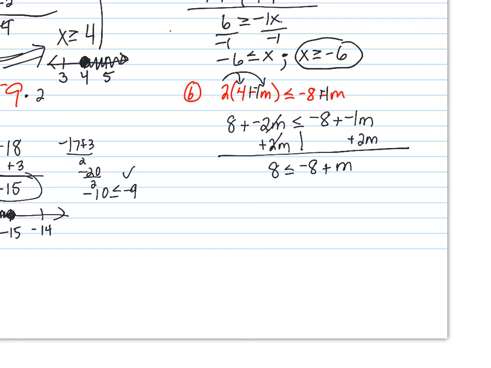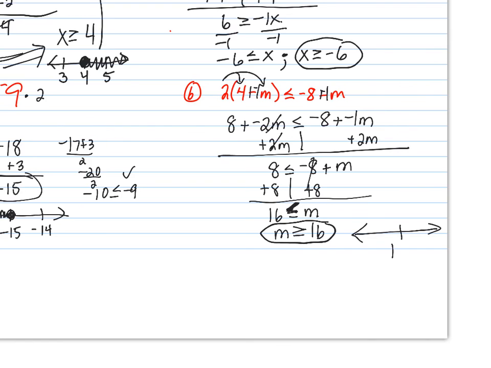Is m the same as 1m? Now we're going to go ahead and add 8 to both sides. I want to get this -8 off there, so I'm going to add 8. Do they cancel? Yep. So I got 16 is less than or equal to m. How is that rewritten with the variable on the left-hand side? So we are going to rewrite that as m is greater than or equal to 16. Open circle or solid dot on 16? Solid dot. And which way are we going to shade? It says any number. So that's to the right.